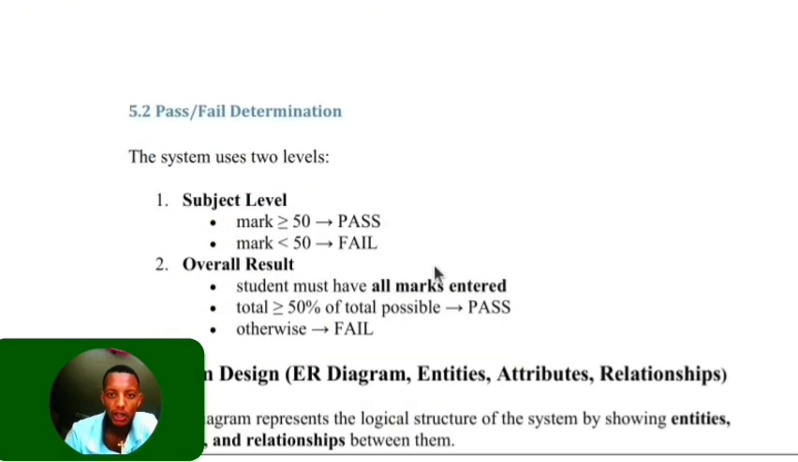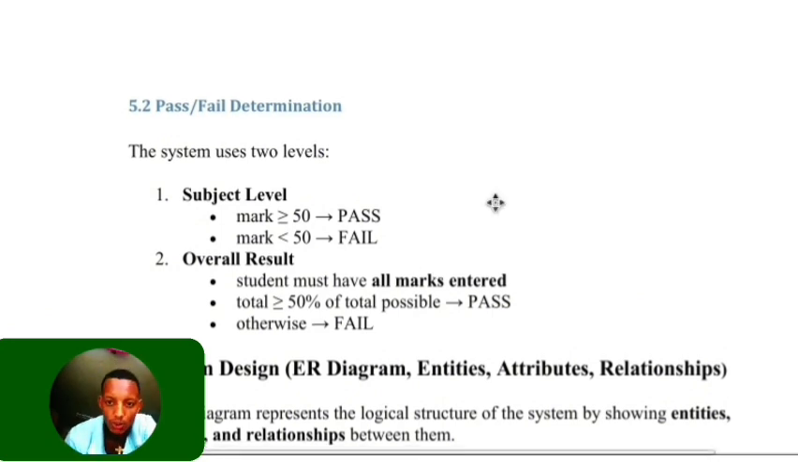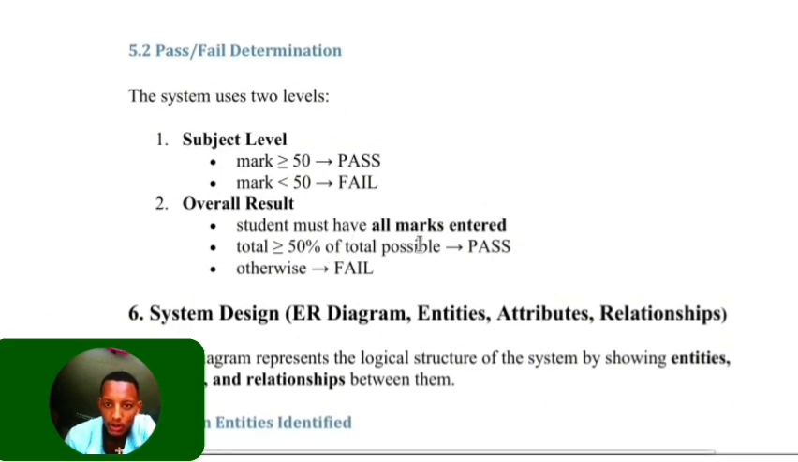And another one is pass/fail determination. The system uses two levels: subject level and overall result. For pass or fail, a mark greater than or equal to 50 is a pass. A mark less than 50 is a fail. Another one is the overall result. Now, a student must have a total greater than or equal to 50% of the total possible marks to pass, otherwise fail.